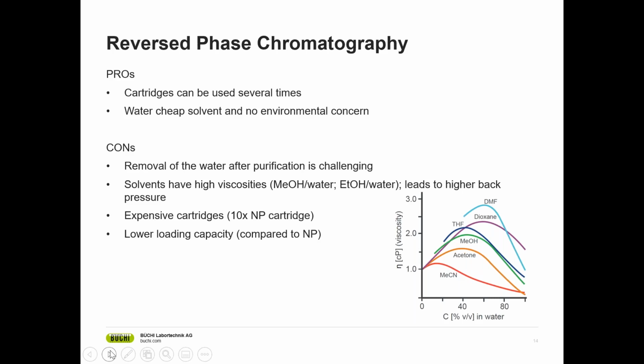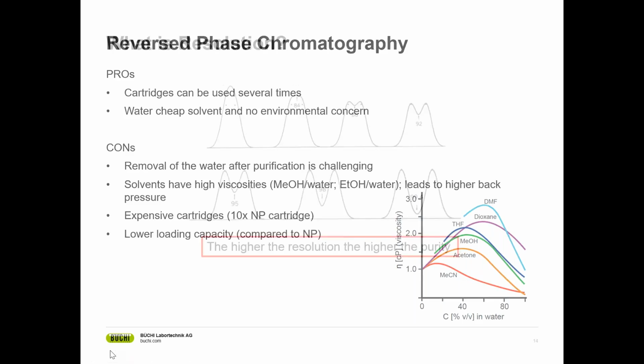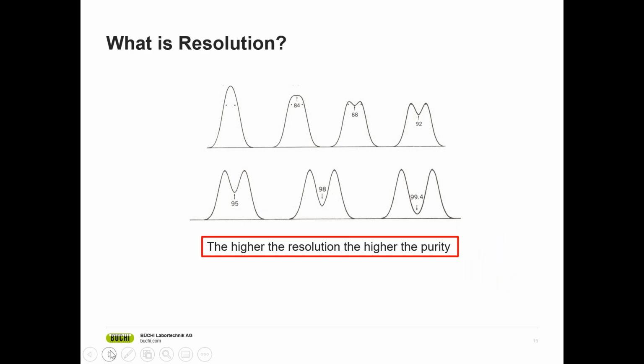Another thing that is very often forgotten is the back pressure of water and organic solvent mixtures, because they have very high viscosities. And this is reflected highly in the back pressure during the separation. In many cases, the flow rate has to be reduced due to the limitations of the hardware, especially the cartridge.